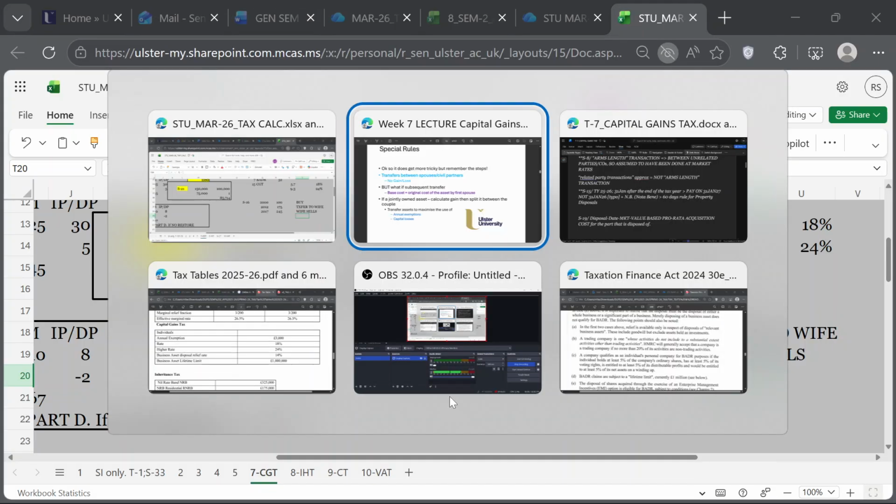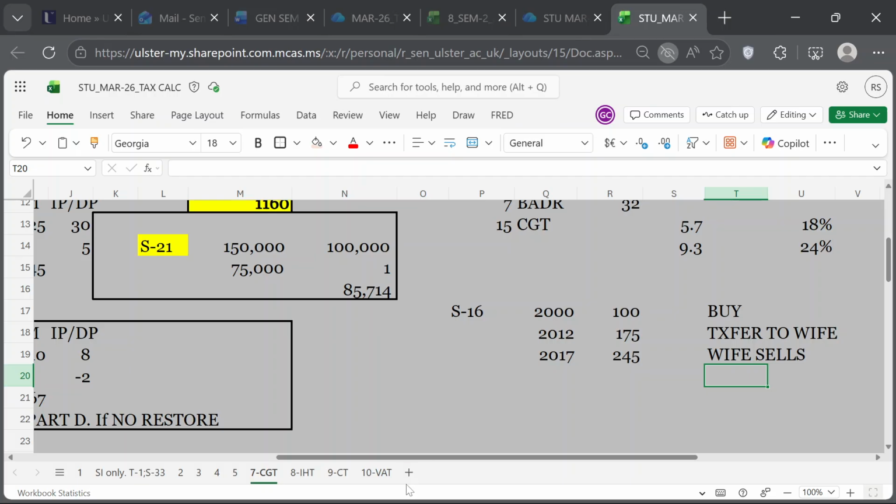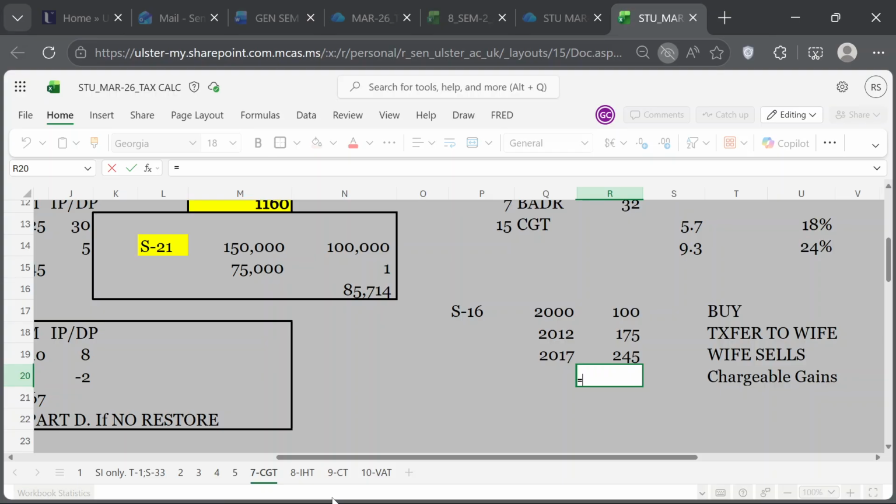So what will happen is that, assuming there are no incidental costs of sale and no incidental costs of acquisition, just to simplify the example, the chargeable gains for the wife will be, as this is a simplified case where I'm not using the full pro forma and I'm assuming everything else is zero, just the gross sales proceeds, because we are assuming no incidental selling costs, no incidental acquisition costs, and no additional capital enhancement expenditure.